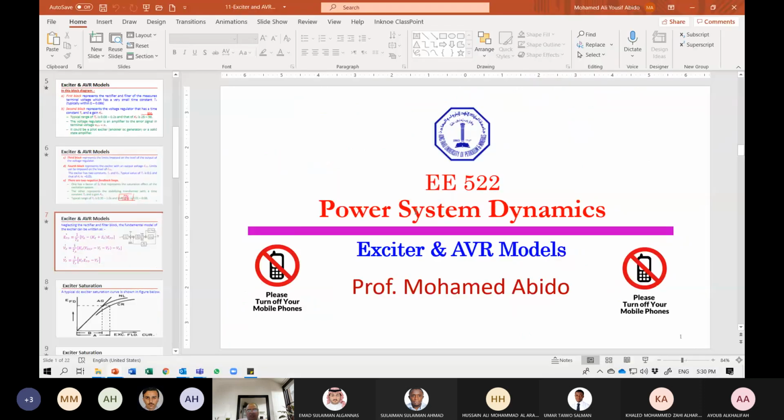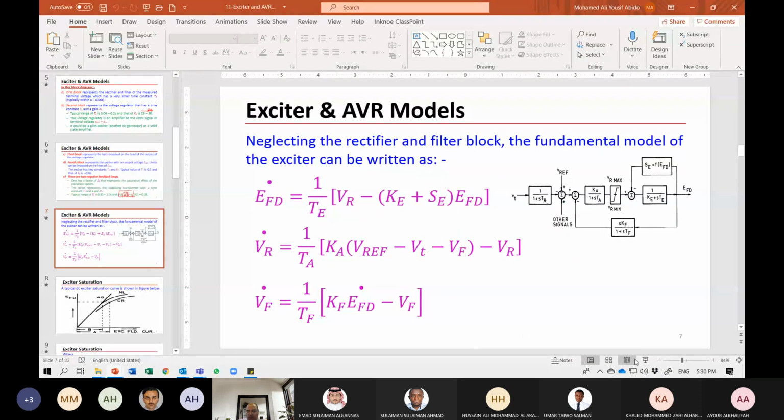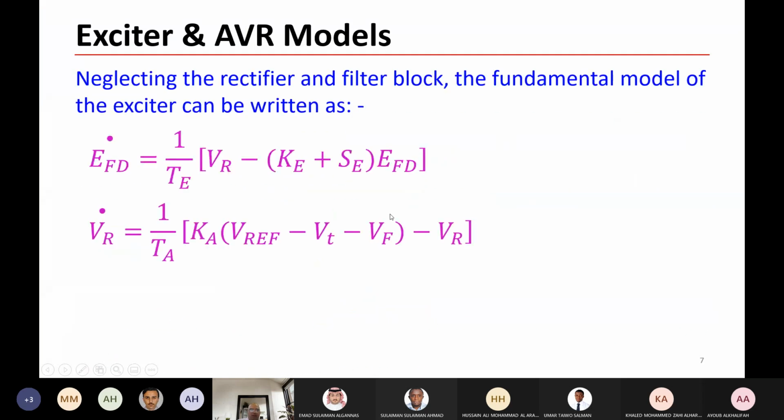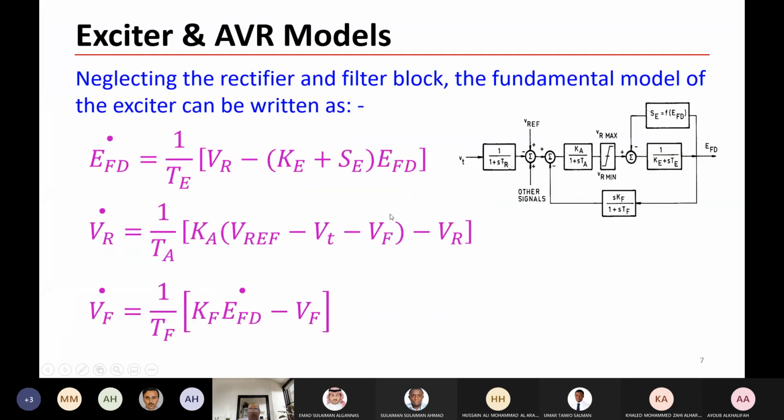What is the EFD prime equation? Can you tell me what is the EQ prime dot equation? EQ prime dot equal to what? 1 over T prime. We have here the swing equation, so we have the second order here. And EQ prime dot equal to what? 1 over T prime D.